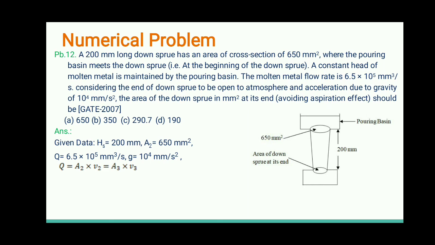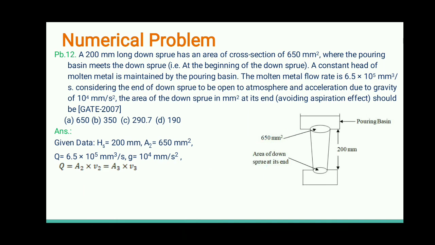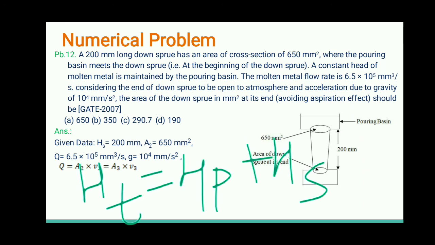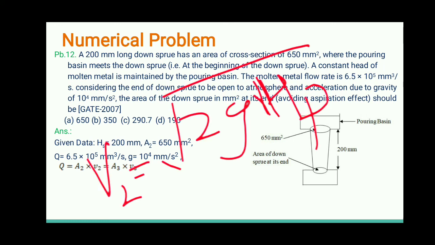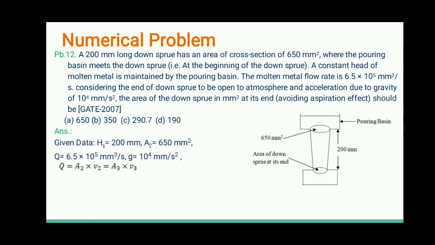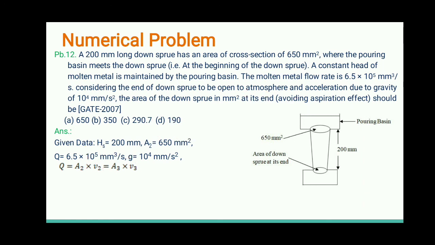So V3 will be equal to root 2g Ht, what we have discussed previously. The total height will be equal to hs plus hp, but hp is not given, and the velocity is also not given, but the area is given and the flow rate is given. So we can calculate this velocity from there, and from that we can find out this height. The total height will be hs plus hp, the same formulas, but again we are going with Bernoulli's equation.